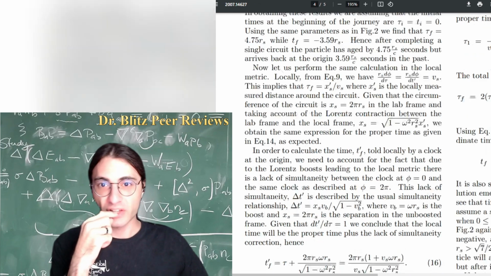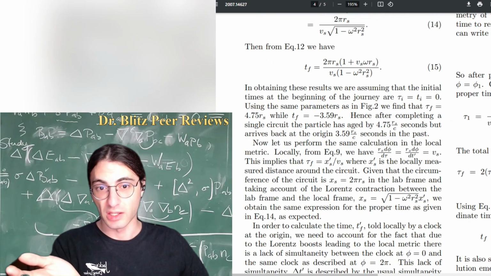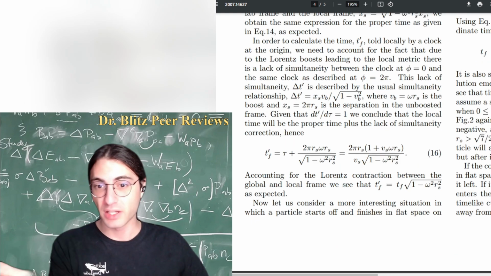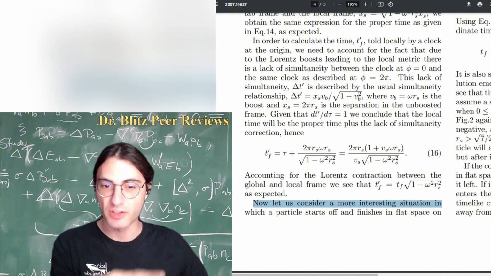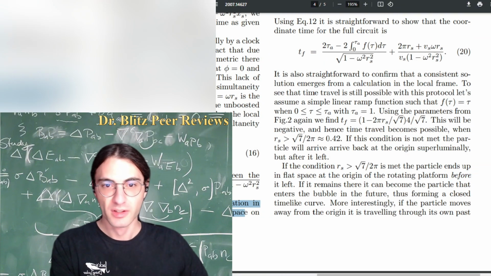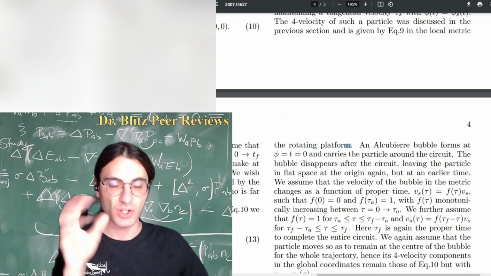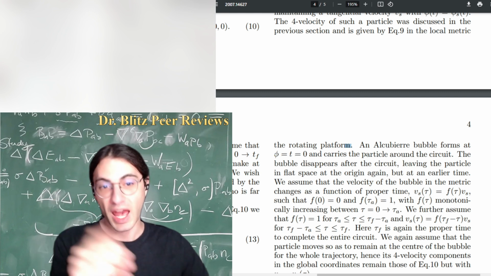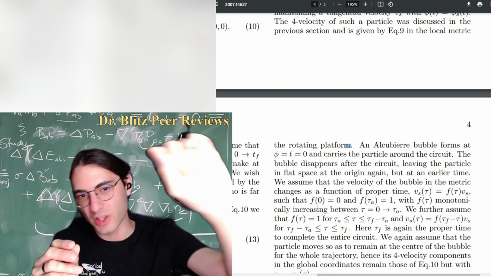So in this example, they've already shown us that time travel does happen, that they arrive back at the origin in the past. But they're going to consider a more interesting situation now, in which a particle starts off and finishes in flat space on the rotating platform. So they start off on the rotating platform in flat space, they end on the rotating platform in flat space, but at some point along the way, they join the Alcubierre bubble.